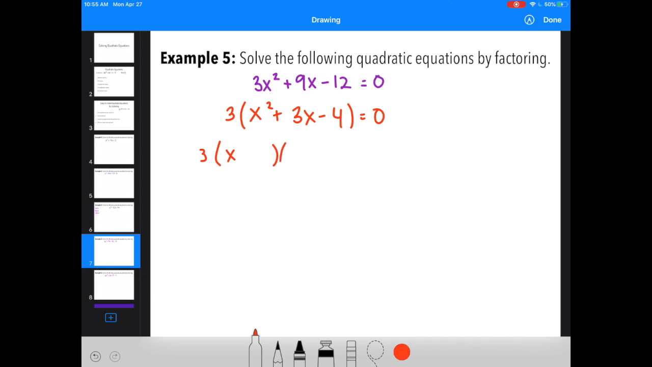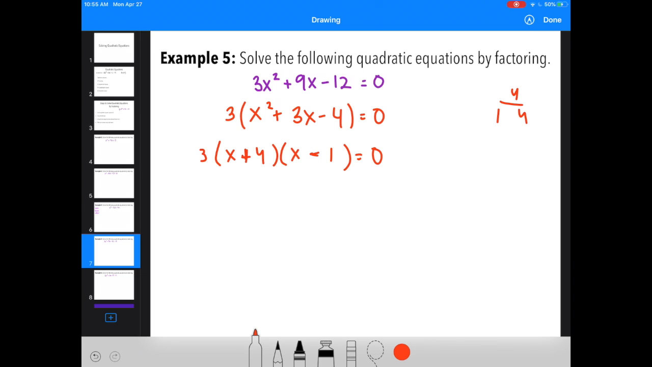My next step is to factor. So I'm going to have 3 times x equal to 0. I need to figure out what adds together to equal 3, but multiplies together to equal 4. So I already think it's going to be 1 and 4. We need one of those values to be negative to get negative 4, but we need our 3 value to be positive. So I'm going to have plus 4 minus 1, because 4 times negative 1 gives me negative 4. 4 minus 1 gives me 3.